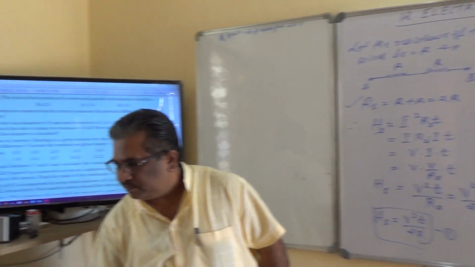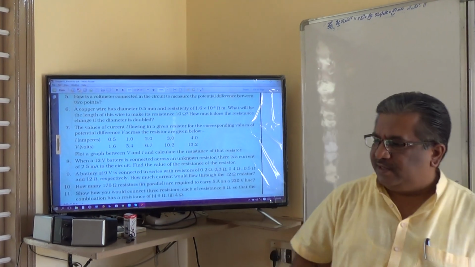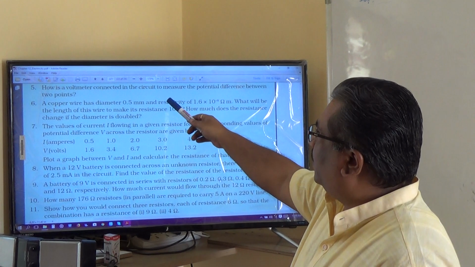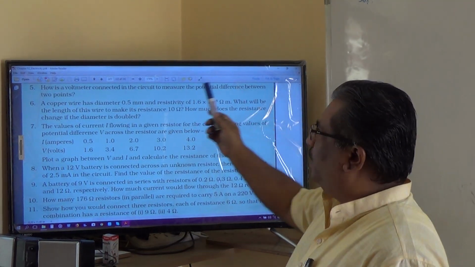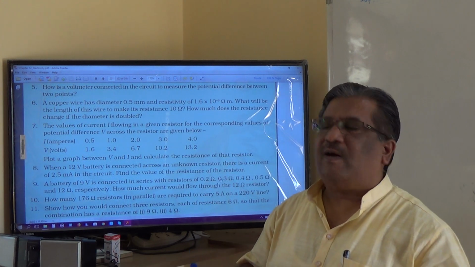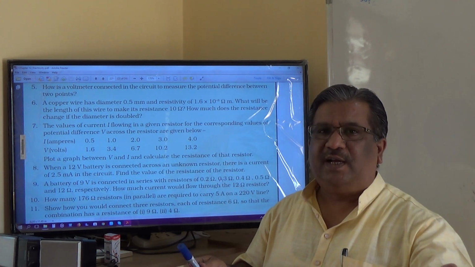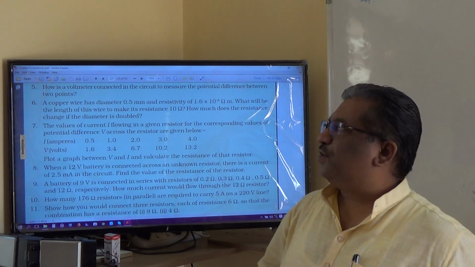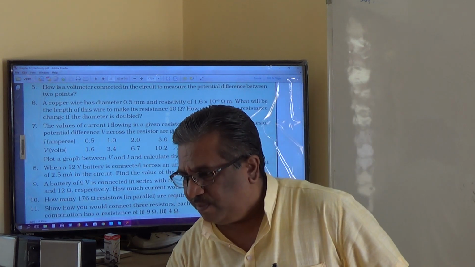Next one. I hope you are understanding. How is a voltmeter connected in the circuit to measure the potential difference between 2 points? In parallel. The voltmeter is connected across the points between which the potential difference is to be measured.